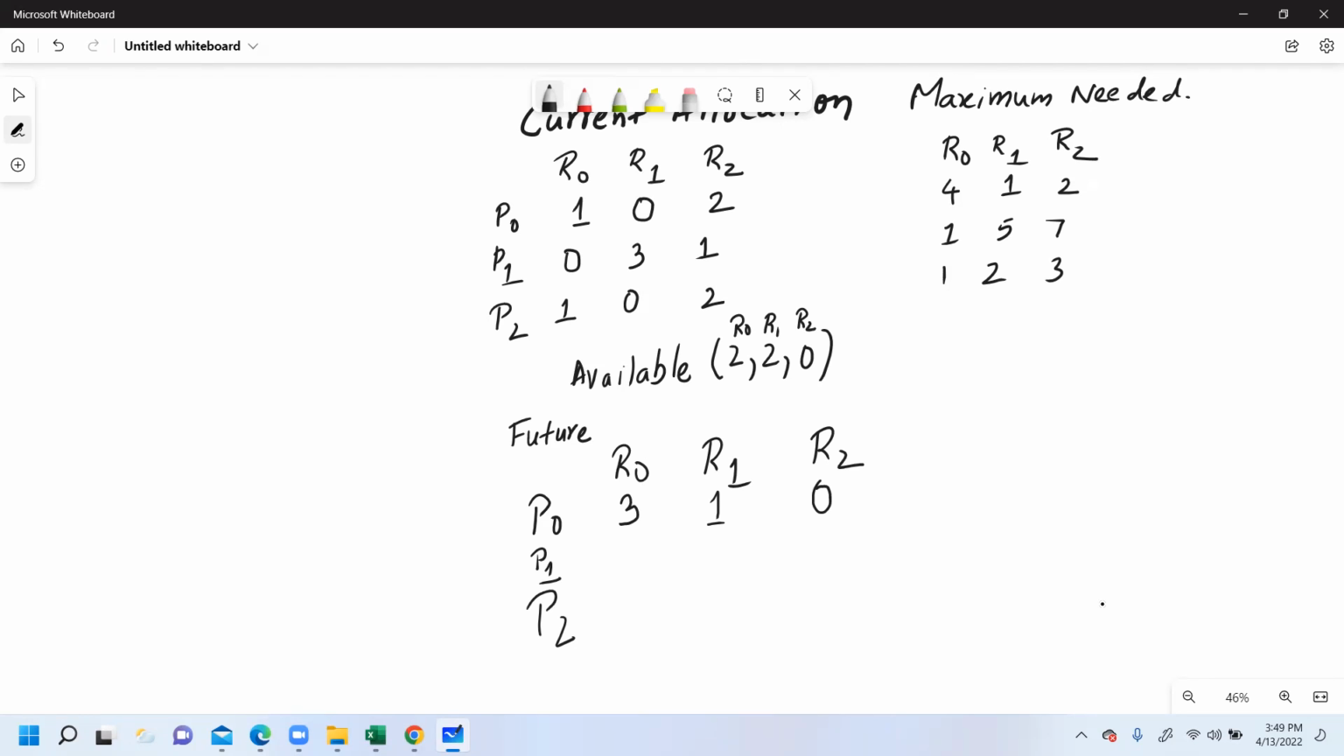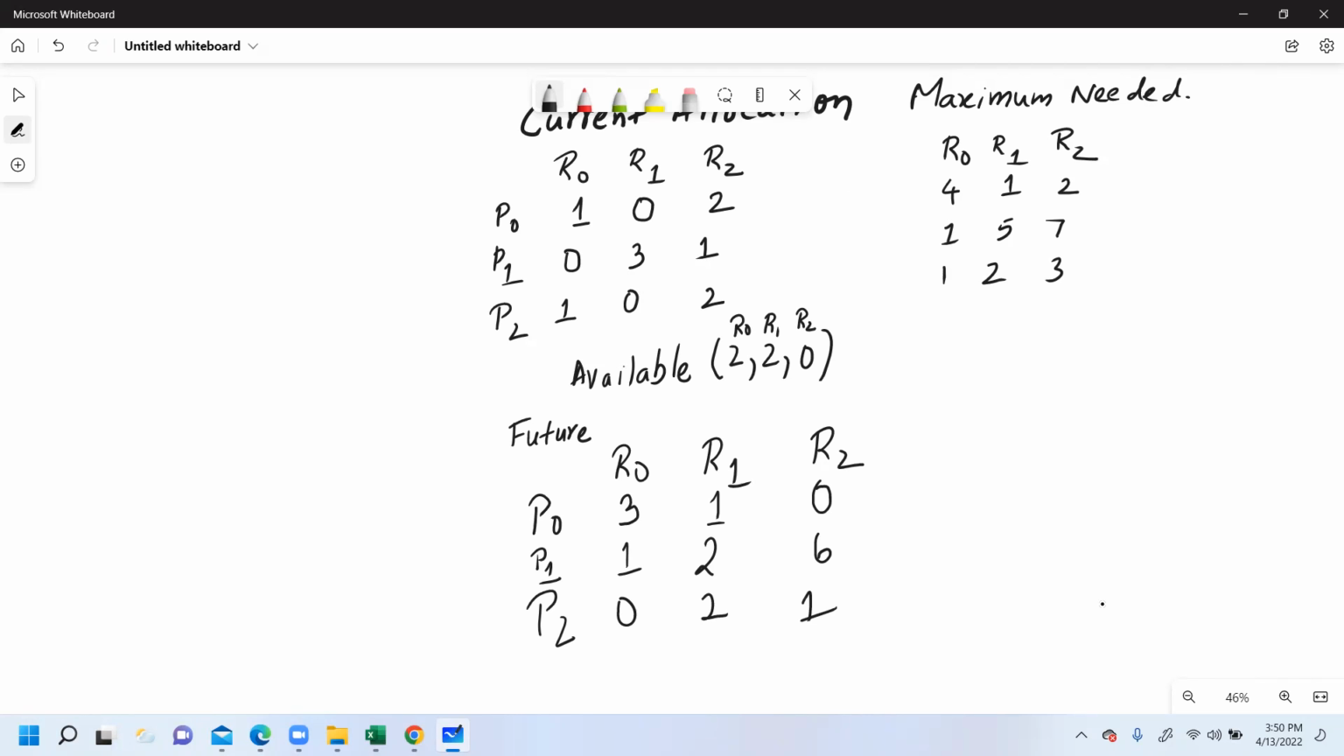Okay, can you tell me what will be the P1? 1 minus 0, is that right? Yeah, 1. And 5 minus 3 is what? 2. And 7 minus 1 is 6. And 1 minus 1 is 0. And 2 minus 0 is 2. And 3 minus 2 is 1.